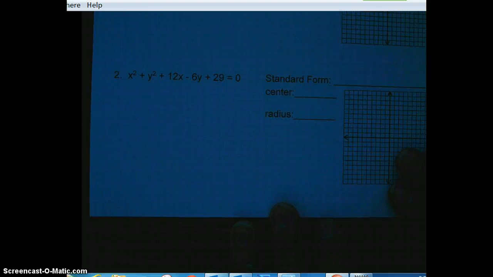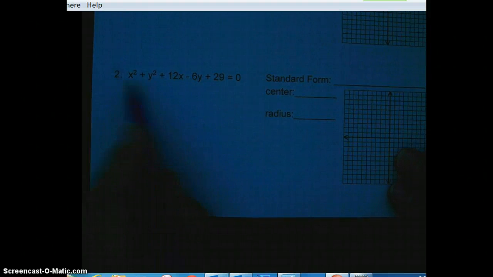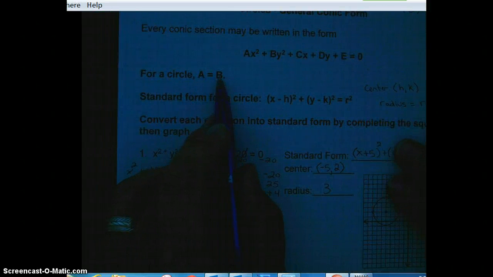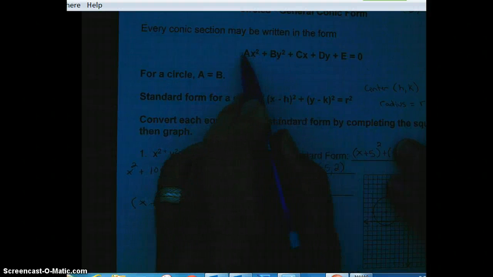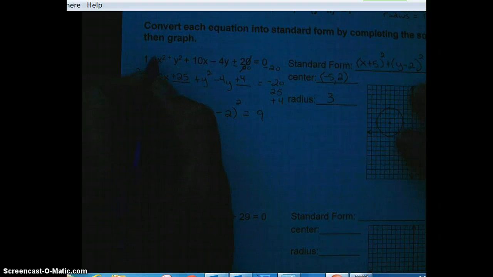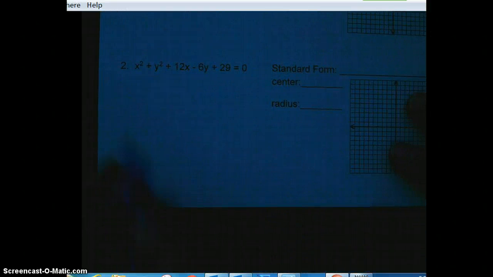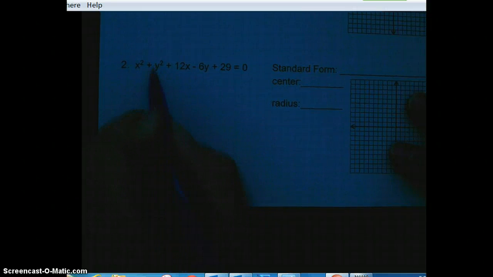Let's move down to the bottom. I want you to notice, I didn't talk about this before, but we know that this is a circle. Going back up here, A equals B, so the two coefficients have to be equal to each other. On number 1, our coefficients were 1 and 1, so they were equal to each other. Number 2, 1 and 1. So since we have equal A and B values, we know that this is a circle.